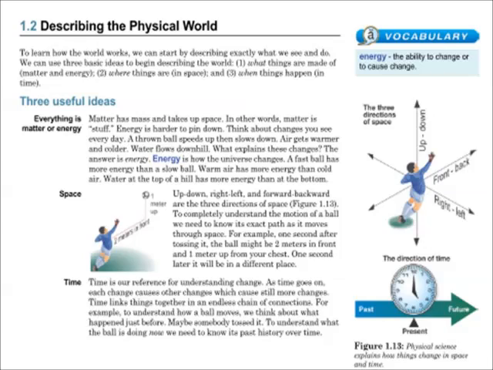Up, down, right, left, forward, and backward are the three different directions of space. To completely understand the motion of a ball, we need to know its exact path as it moves through space. For example, 1 second after tossing it, the ball might be 2 meters in front and 1 meter up from your chest. 1 second later, it will be in a different position.